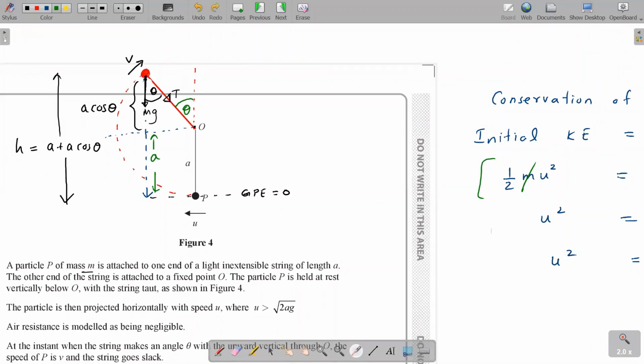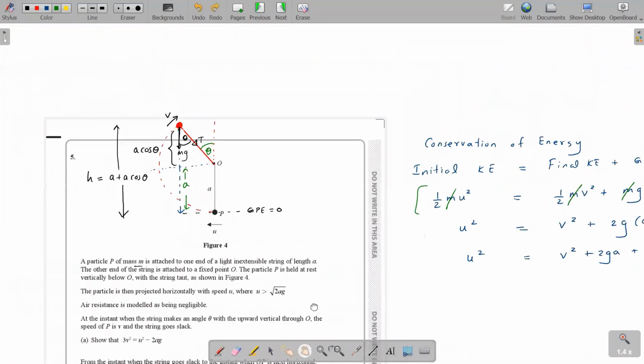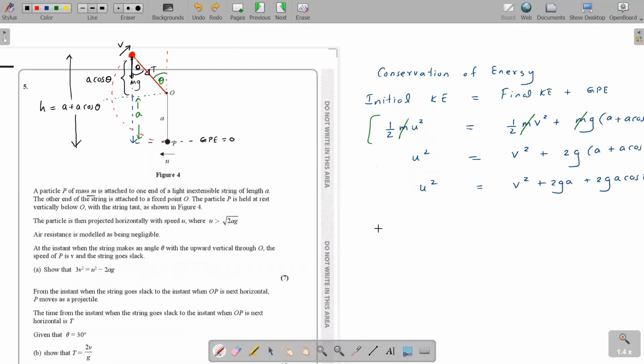So let's apply F equal ma towards the center. What are the forces we have? Tension plus mg cos theta equals ma. So the mass is m, right? So just be careful here. If your mass is 2m, it has to be 2m. So here the mass is m.